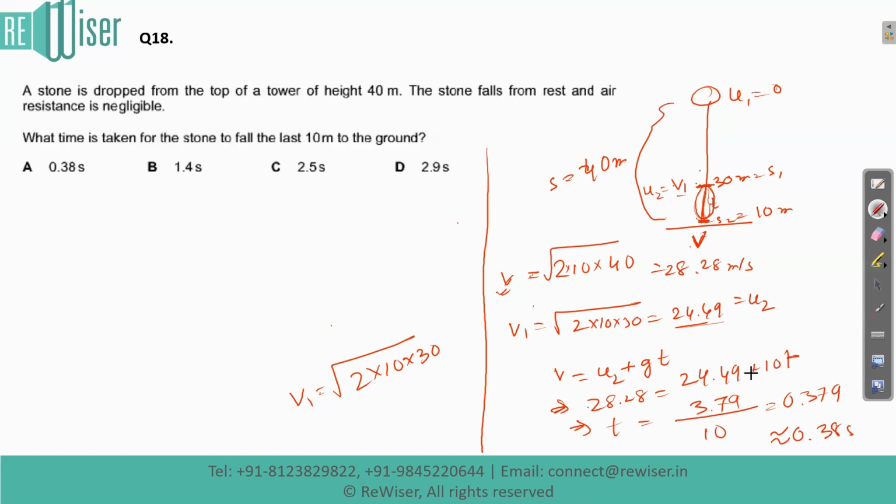Now, if we solve this, 28.28 minus 24.49, we get 3.79. And T will be equal to 3.79 by 10. If we simplify this equation, we get the final answer to be 0.379, which is approximately 0.38 seconds. So the time taken from here to here is T equal to 0.38 seconds. So option number A is the correct answer. Thank you.